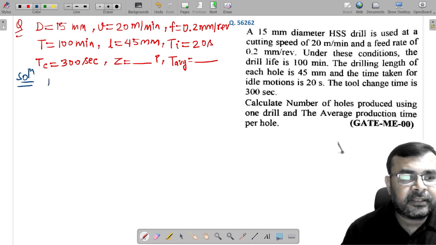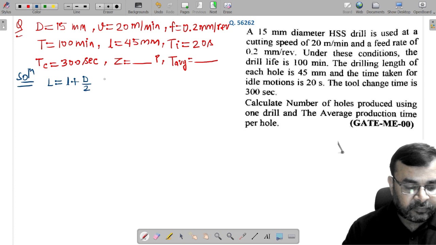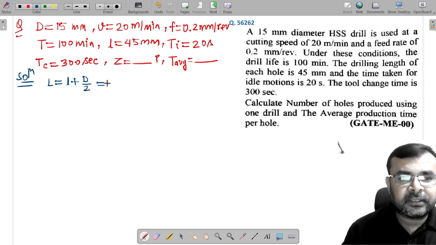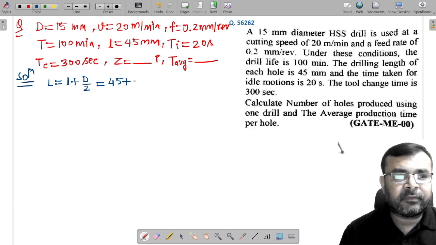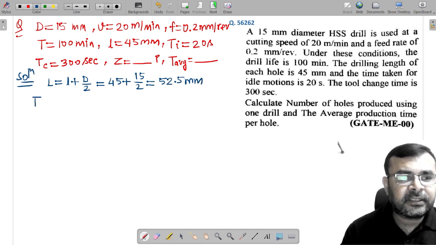First of all, the length that can be traveled by the tool can be written as small l plus half of the diameter. This is an approximate value, because exactly we have d/2 cot phi, which gives 0.577 times the diameter, so here we can use this. So 45 plus 15/2, which is 52.5 millimeter.